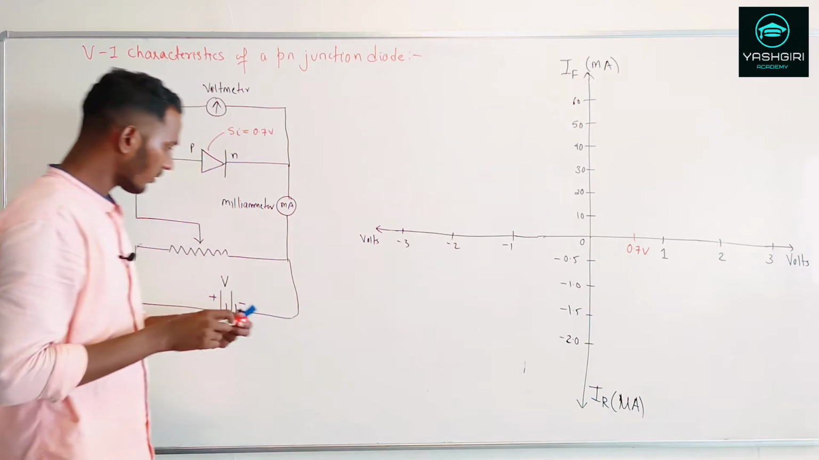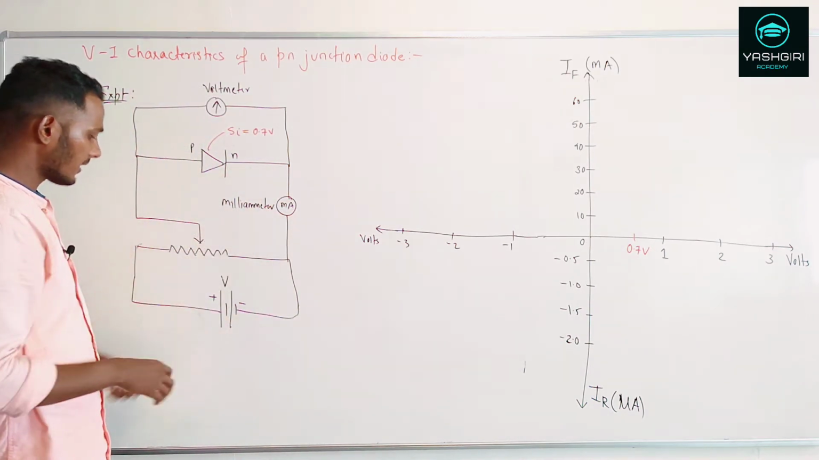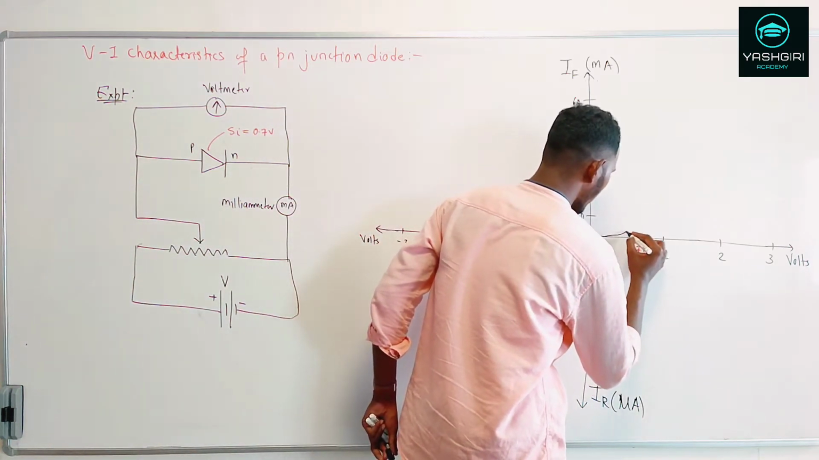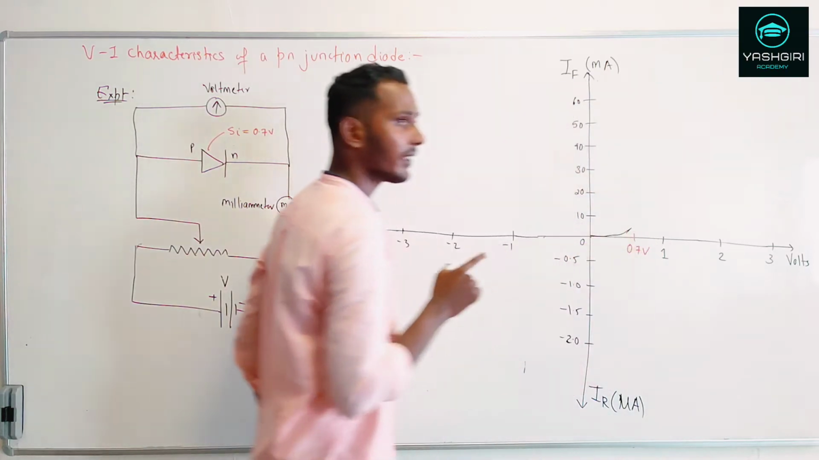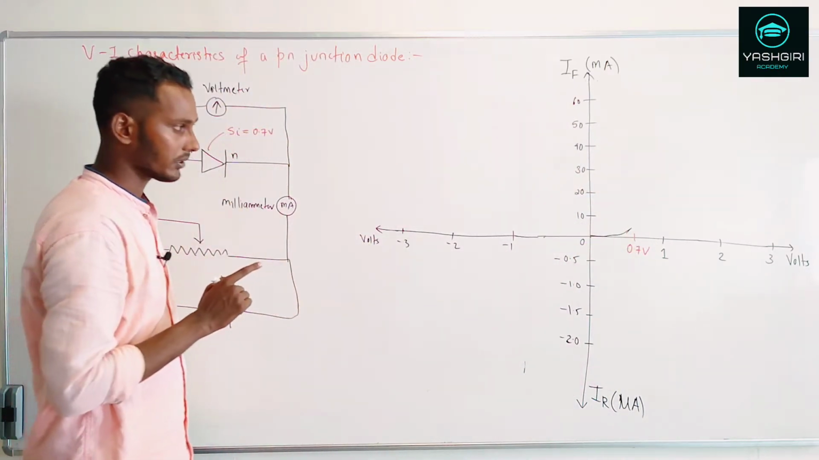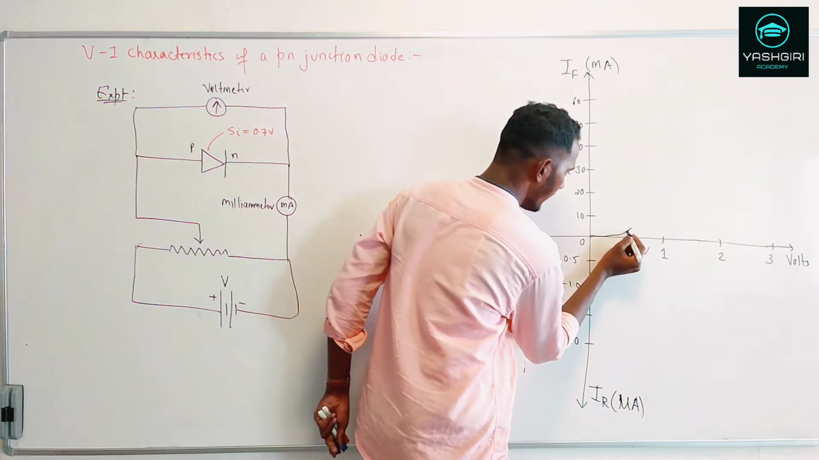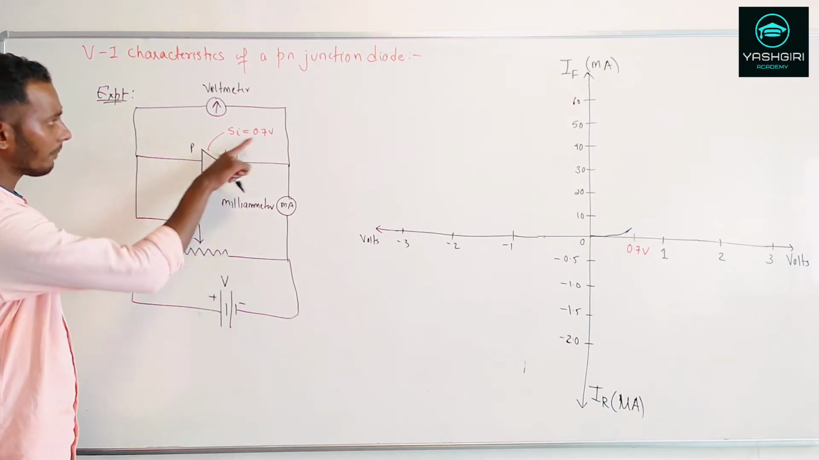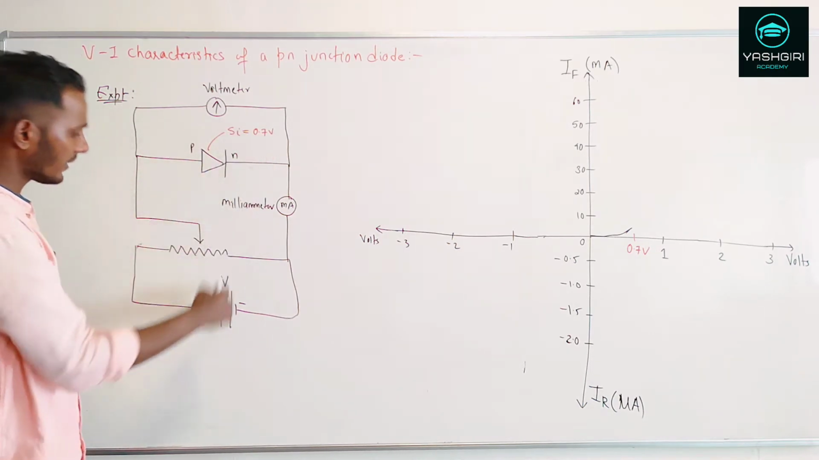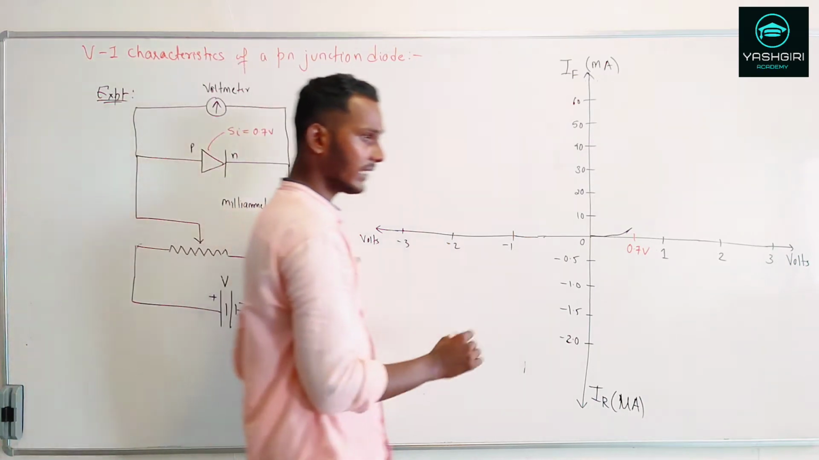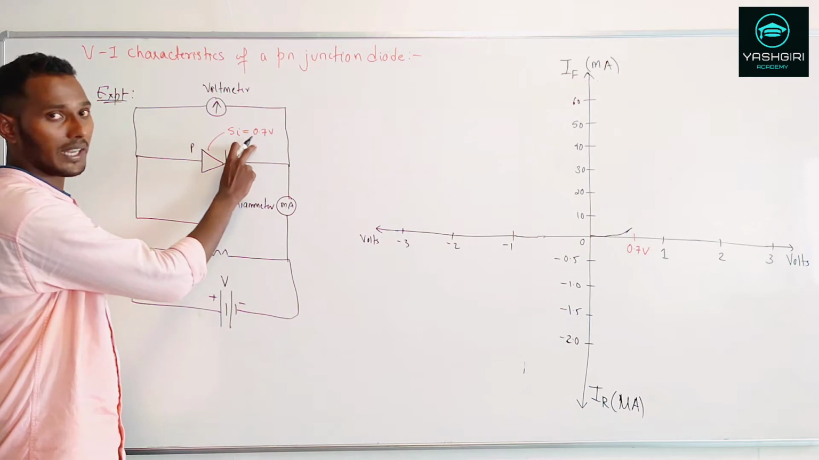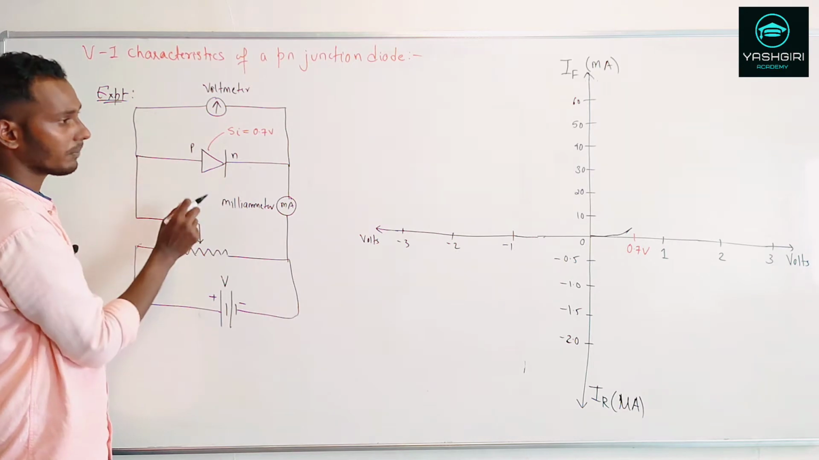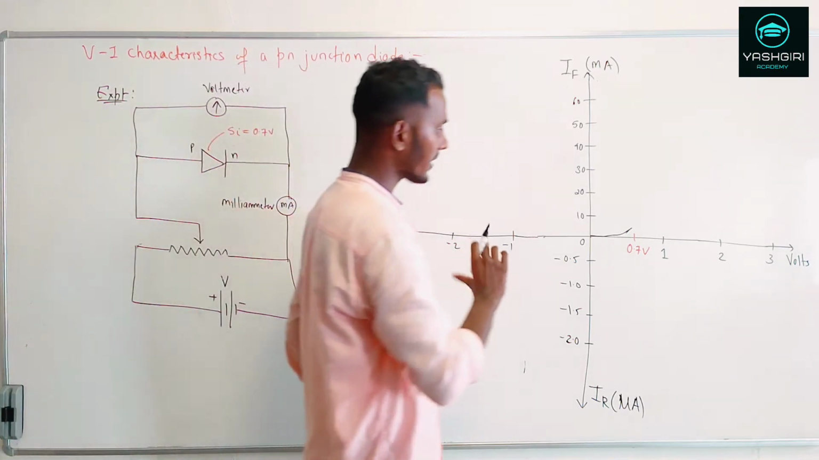Now before 0.7, what you will observe in the circuit is that there will be a very small current flowing in the circuit. That is due to the thermally generated charge carriers. Now once the external DC power supply is kept above 0.7 volt, it will overcome the potential barrier for this region. Thereby there will be a breaking of the junction, that is the potential barrier, and the carriers start moving from one side to the other side.